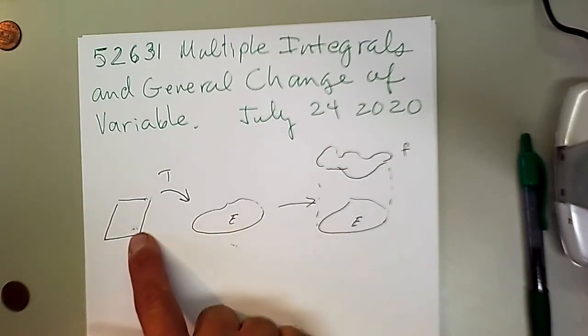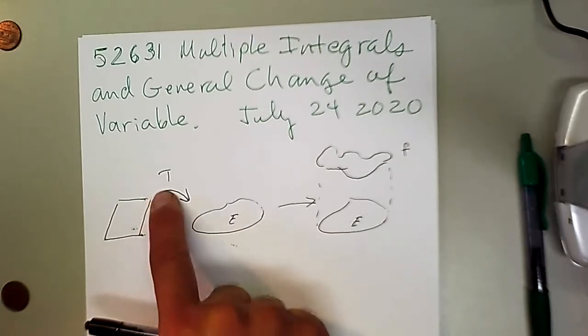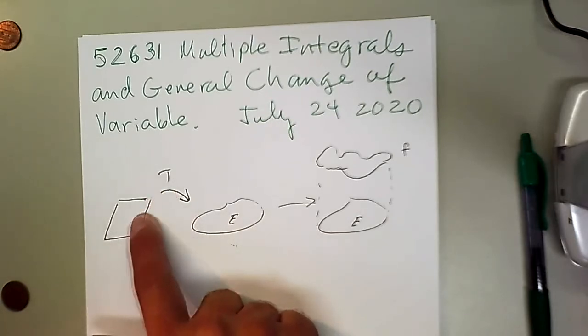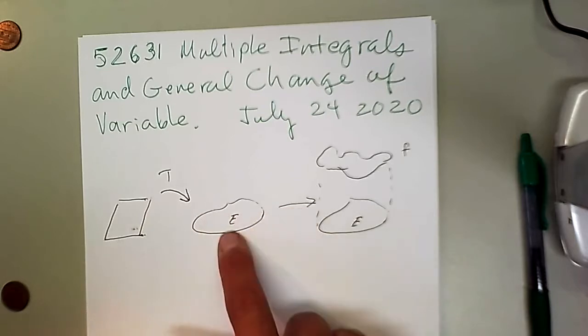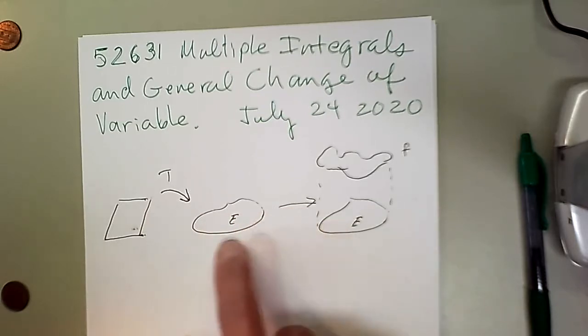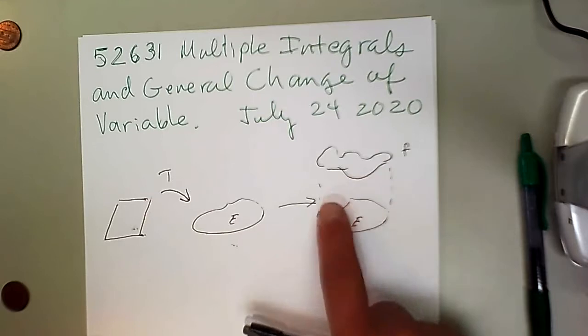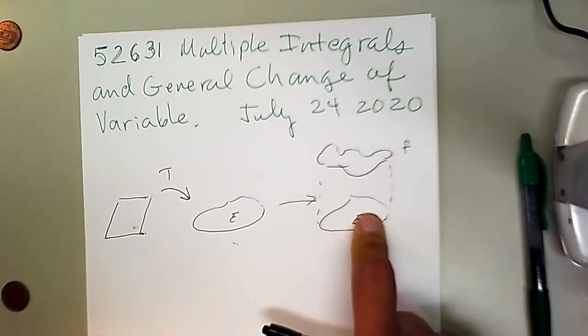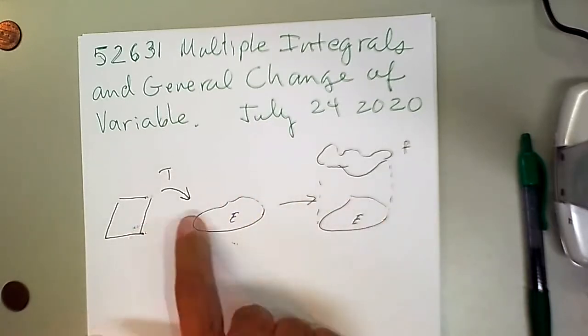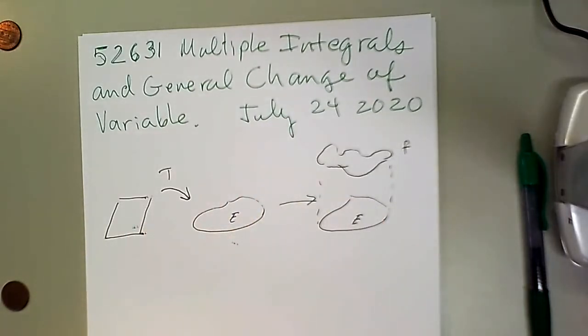So that is the idea. We try to come up with a function T that takes a rectangle or something nice into the shape we're going to integrate over. And then we can perform a double integral of this function over this region, using this region, bypassing this region altogether. That's the idea behind the double integral.